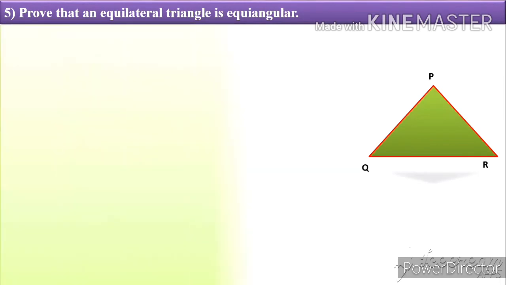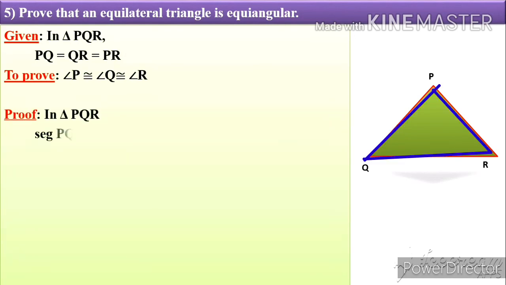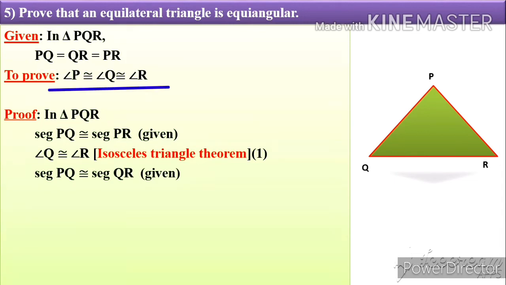Now, student, we will start the question number 5. It is a very important question. Prove that an equilateral triangle is equiangular. Equilateral triangle means in triangle all the three sides are equal. First of all, we write the given information. In triangle, we will assume any triangle PQR. PQ is equal to QR and QR is equal to PR. Here we have to prove angle P is congruent to angle Q and angle Q is congruent to angle R.